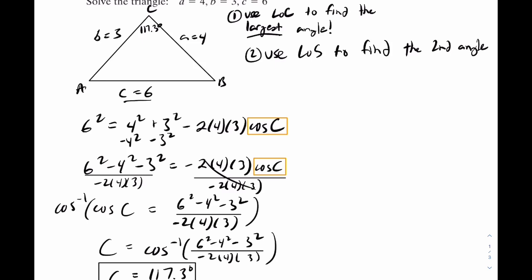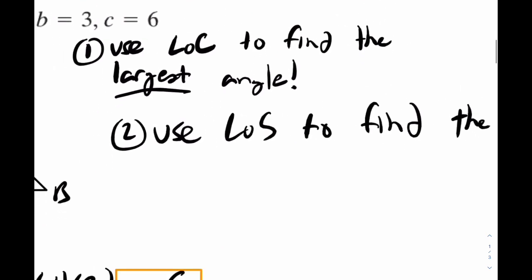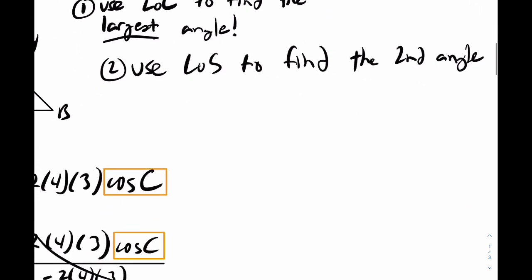So if you do not follow these steps on your homework, it's likely your numbers are going to get messed up. And you'll see that in today's classwork as well. I really want you to write these down. Follow these steps. Number 1, use law of cosines to find the largest angle. Number 2, then use law of sines.